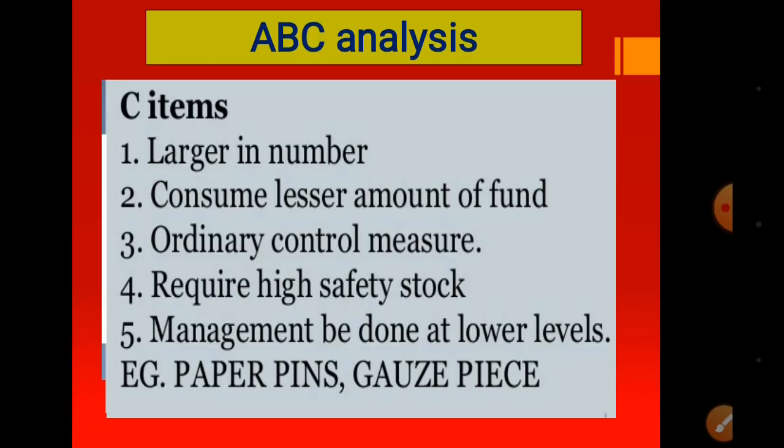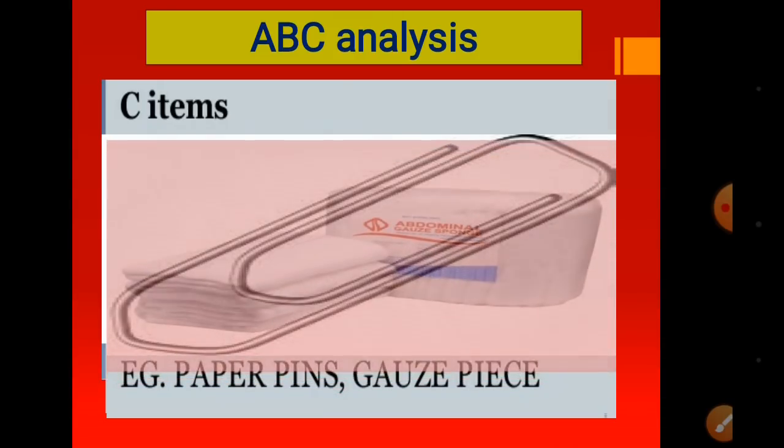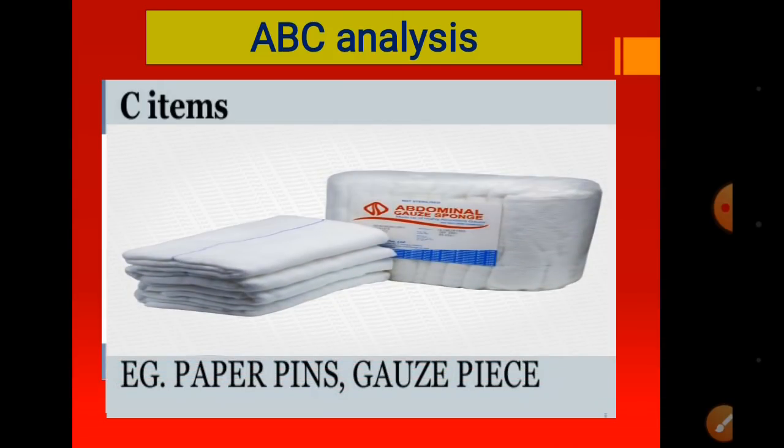In case of C item, we can consume lesser amount of funds. Ordinary control measure is needed. It requires high safety stock, and the management is done at lower level, like paper pins, gauge piece, etc.